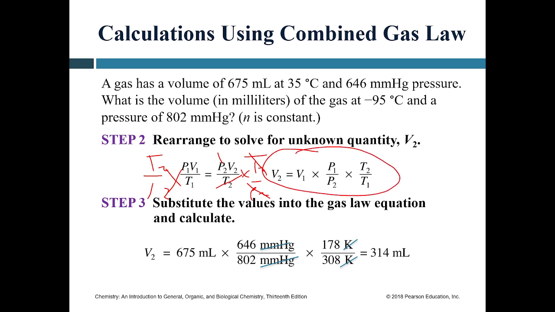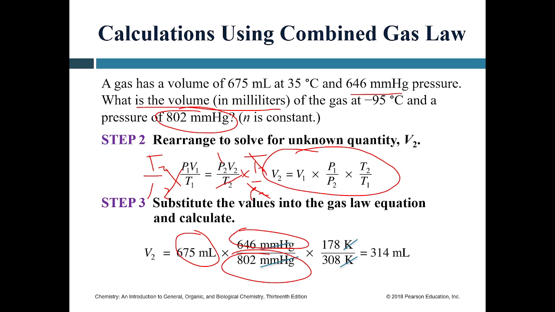Now we have V2 on one side. That's what we want to get, that's what we were asked to get, the volume in milliliters. We go ahead and plug in our numbers. We have V1, which is the volume we were given above. That volume sets which one is going to be the pressure one and which one is going to be the temperature one. So we look up here. This right here is P1, we put that down here. And then P2 is going to be the 802 right there. Everybody good with that so far?